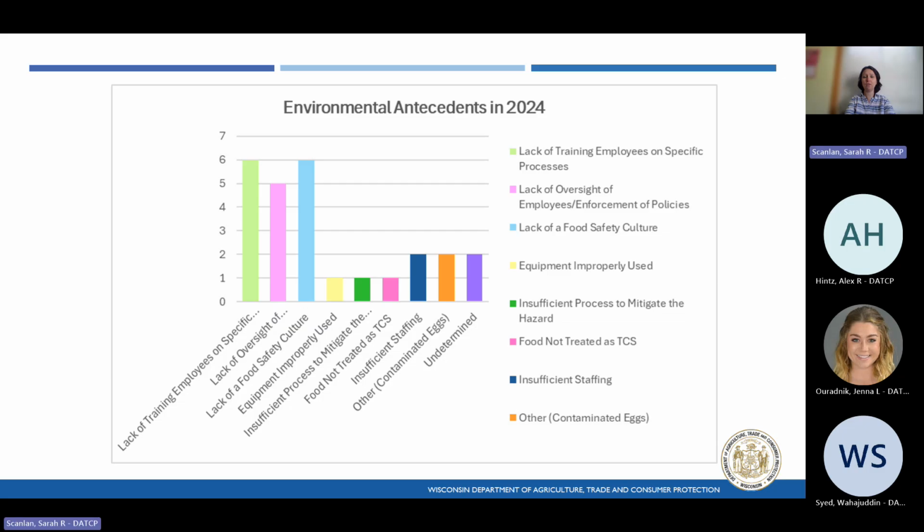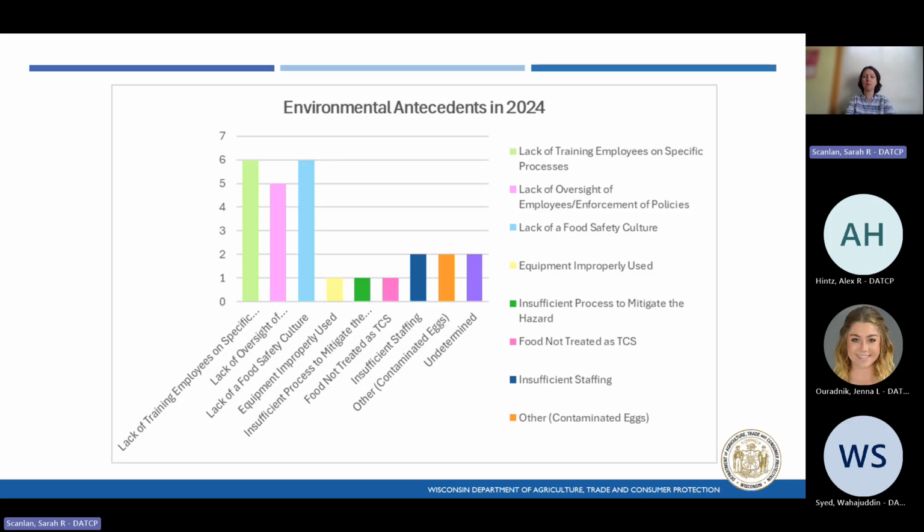It is noteworthy that lack of training of employees on specific processes was also identified as the most frequent environmental antecedent in 2022, making it a frequent antecedent 3 years in a row. The second most frequently identified antecedent was lack of oversight of employees or enforcement of policies. 3 environmental antecedents shared the spot for the third most noted antecedents, including insufficient staffing, contaminated eggs, and undetermined. Last in line were insufficient process to mitigate the hazard, food not treated as time and temperature controlled for safety, and equipment not used, noted in 1 outbreak each.